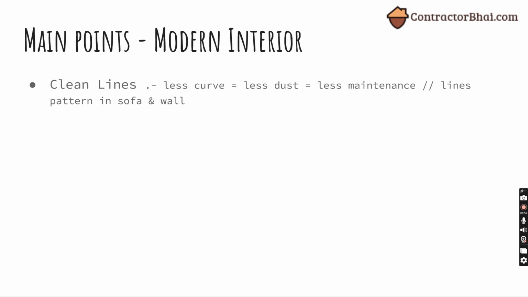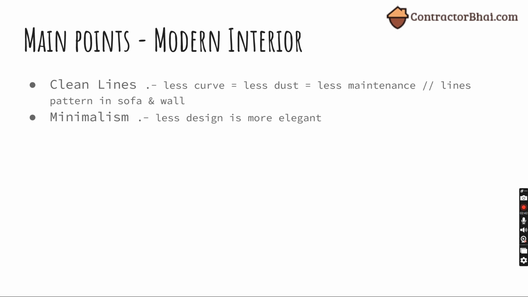To understand modern interior style, there are certain aspects which are very important. It always has clean lines, straight lines. If there is less curve, there is going to be less dust, so you have to spend less time keeping your house clean, and there is less maintenance. Any lines you find in furniture, sofas, walls, any pattern or design, will always be clean, straight lines, with minimal or absolutely no use of curvy lines.